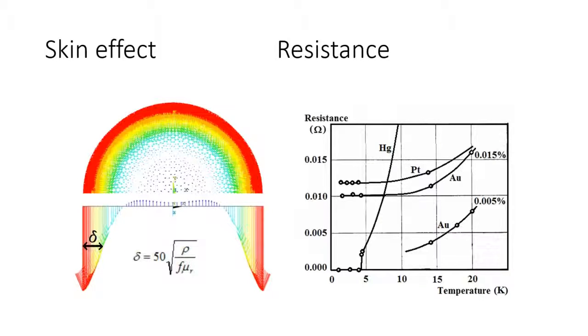And the depth at which current is going to, how much this current concentration is going to be pronounced depends on a few different factors. Of course, the frequency: the higher the frequency is, the thinner this penetration depth is going to be. Also, the permeability of the material has its own effects, as well as the resistance.